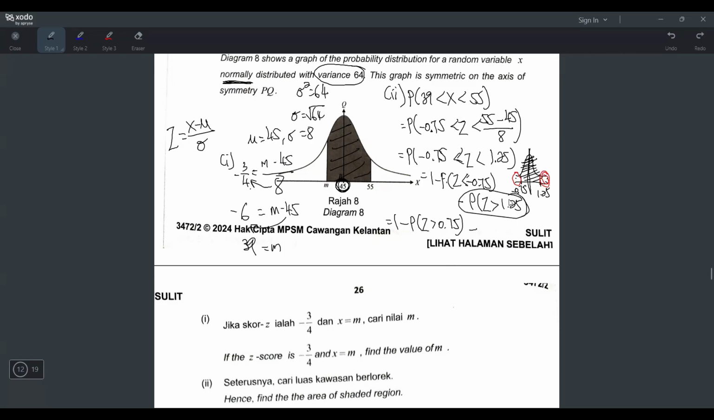And then what about this one? This one is already P(Z) bigger positive, so you can straight away look at your Z value table. Imagine this is your table, and just go to 1.2, and then go to 5, and then just read, the answer will be here.